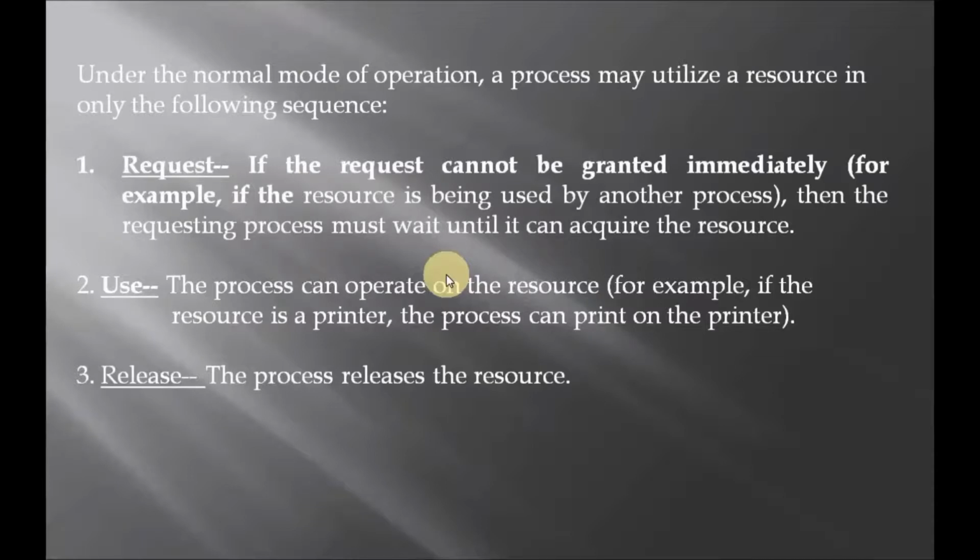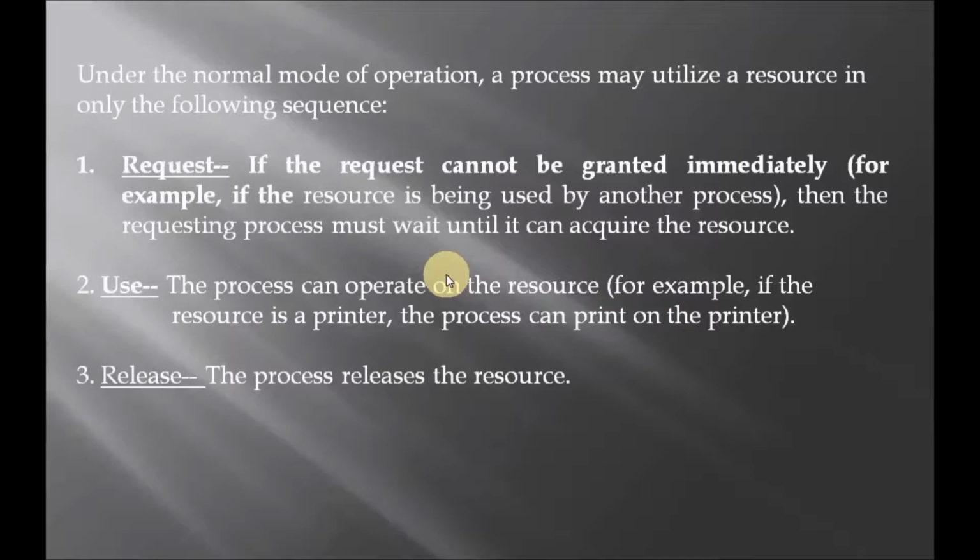right? See here, if the request cannot be granted immediately, that means if a process requests a resource that is used by another process, what do you have to do? If a resource is used by another process, then the requesting process must wait until it can acquire the resource. Getting, guys? So if a process requests a resource that is already in use, it should wait until that resource is available. It should be released by the other process. Now, if the requested resource is available, then the process can operate that resource. Obviously, it can use that resource.